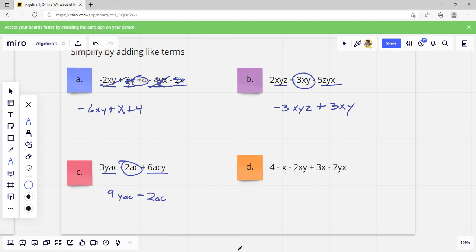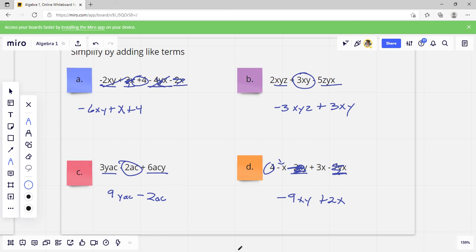Alright, D, got an xy and another xy. That's negative 2 and negative 7. That would be negative 9xy. Tend to do the more complicated ones first. Got those. So now I can see that I've got still got this x right here, this negative x, and this 3x, so 3 minus 1 would be 2x.